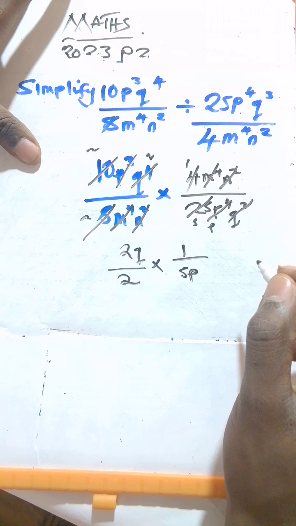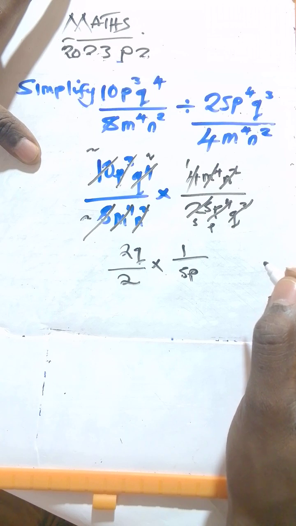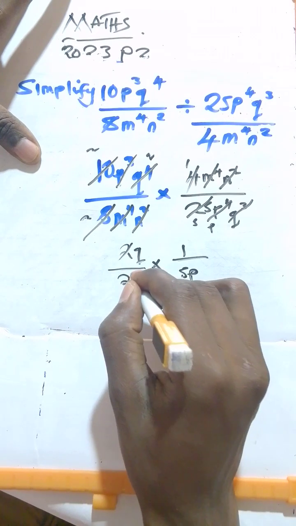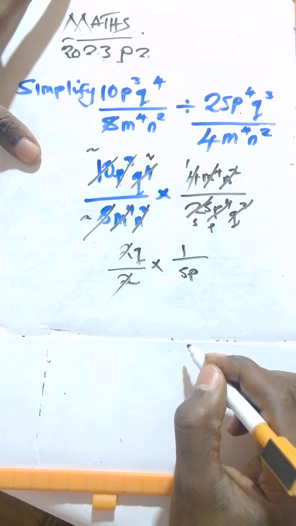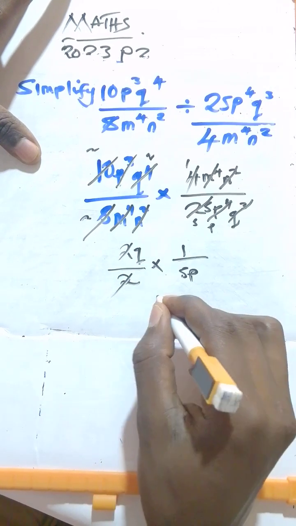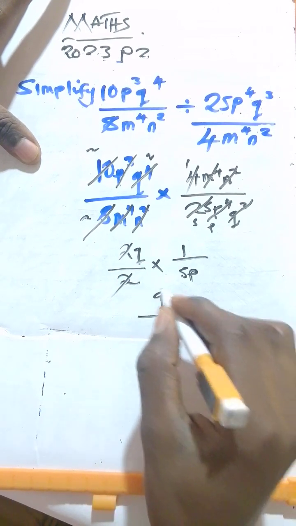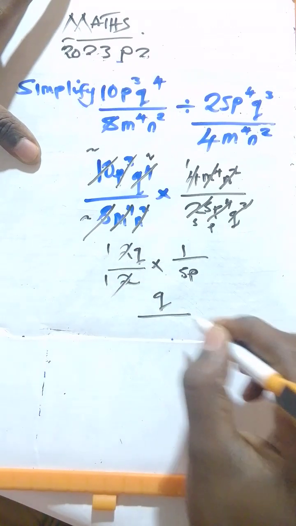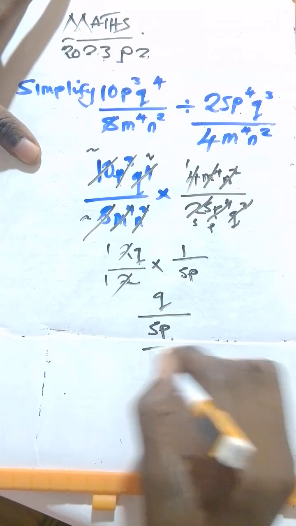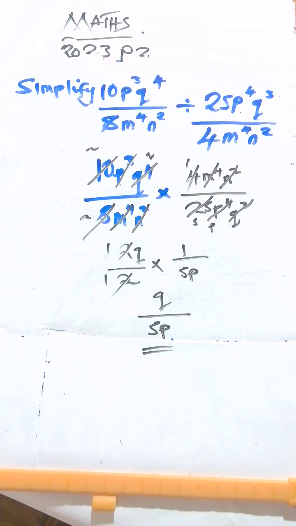Again, we can simplify this by saying 2 and 2 can cancel. So we remain with q. Q times 1 will give us q over 1 here, 1 here. So 1 times 5p will give us 5p. So we have simplified our question in a simple manner. We move on to the next question.